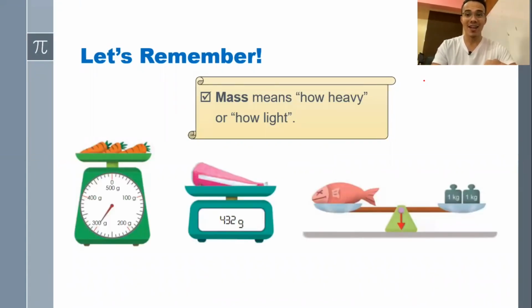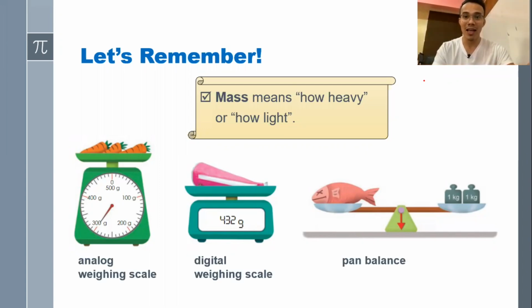We also discussed the different kinds of weighing scales in our previous video. I have here 3 different weighing scales. The first weighing scale is what we call an analog weighing scale. The second weighing scale is what we call digital weighing scale. And the third weighing scale is what we call pan balance. If the 2 pans are balanced, then the 2 objects on both sides have the same mass.